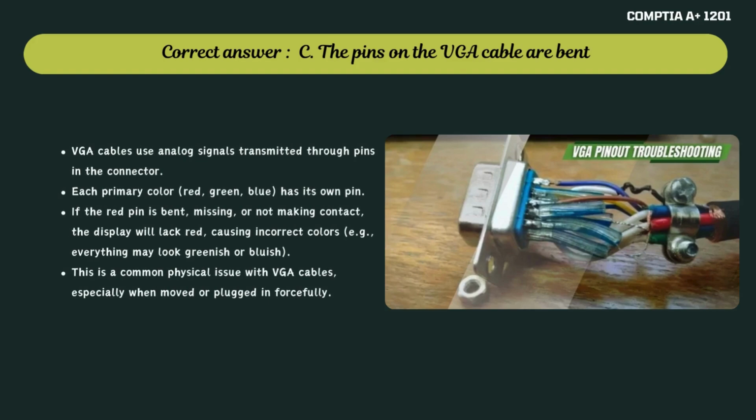VGA cables use analog signals transmitted through pins in the connector. Each primary color, red, green, blue, has its own pin. If the red pin is bent, missing, or not making contact, the display will lack red, causing incorrect colors, e.g., everything may look greenish or bluish. This is a common physical issue with VGA cables, especially when moved or plugged in forcefully.